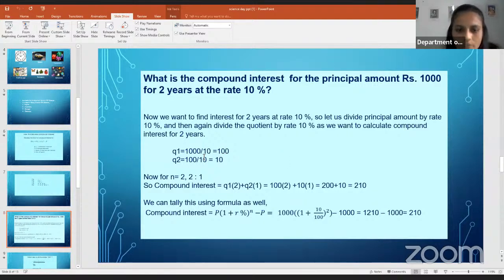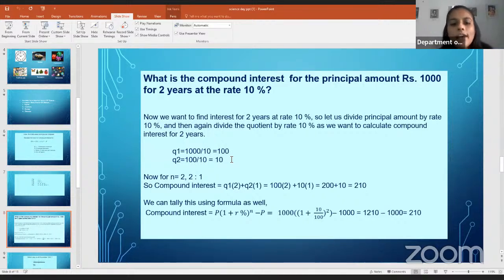Where I have written Q1 equal to 1,000 divided by 10 equal to 100. Now, what is the concept of compound interest? In compound interest, we find the interest on the interest, right? In the second step, we want to find it for 2 years. We will divide the Q1 which we have calculated, our first interest, by 10. So we will get Q2. Q2 will be 100 divided by 10 equal to 10.